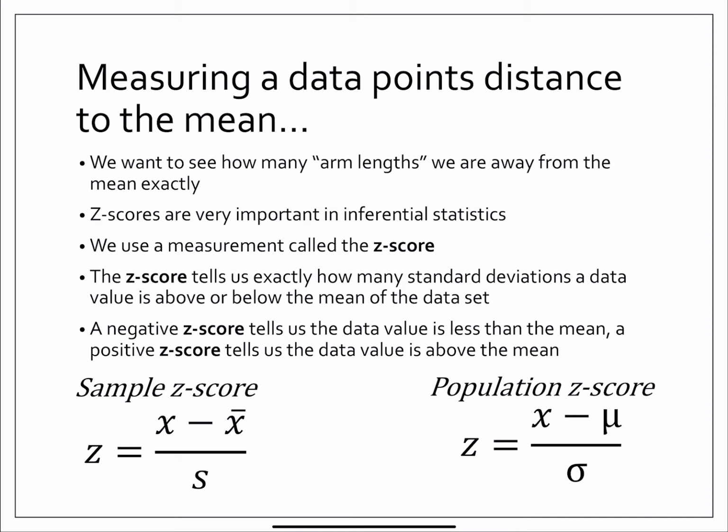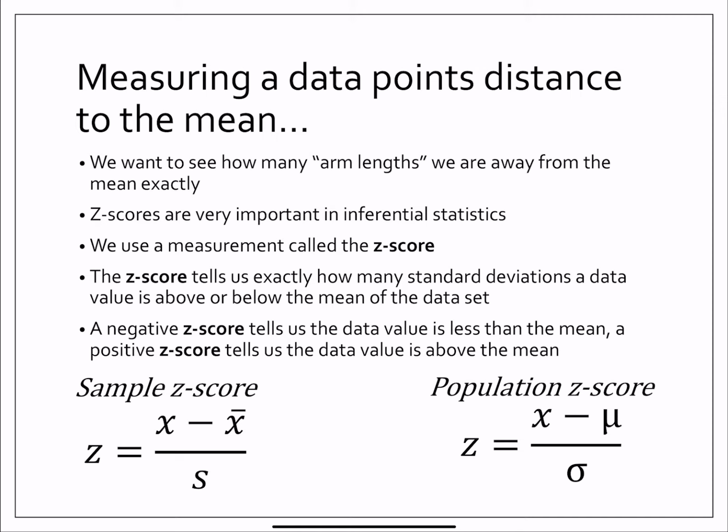Right? And basically, z-scores are a measurement of exactly how many standard deviations one particular data point is away from the mean. That's what a z-score tells us. If a z-score is negative, then that means our data point is less than the mean. And if a z-score is positive, then that means the data point is greater than the mean. That's what the z-score tells us.